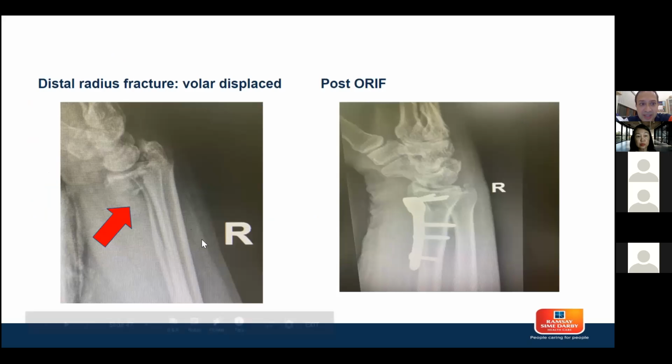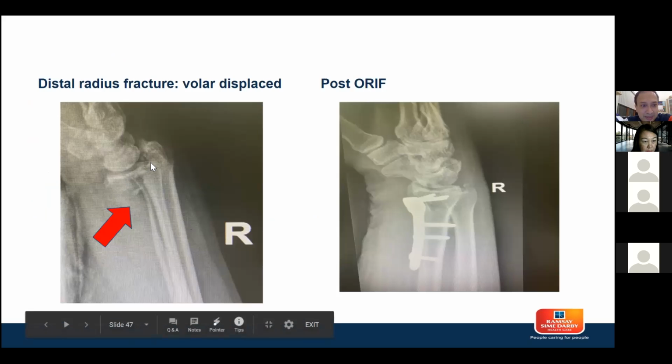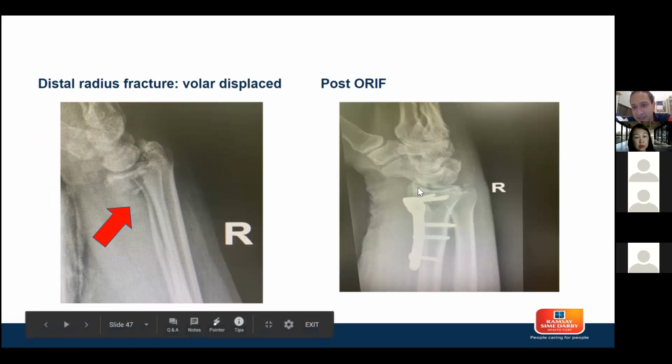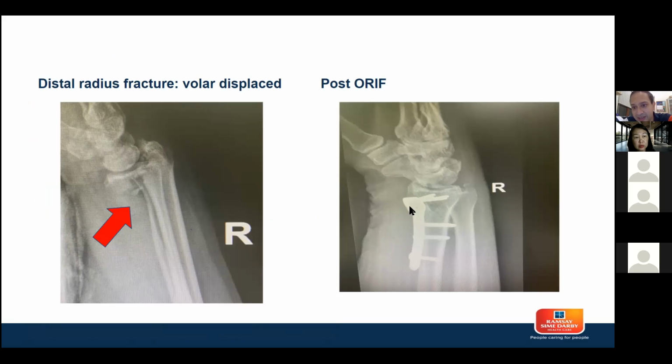Okay, so this distal radius, the fracture is here. I don't know if the arrow is pointing to the right spot. So this is actually the distal radius, which should be up here somewhere. So after fixation, it's in the right place.